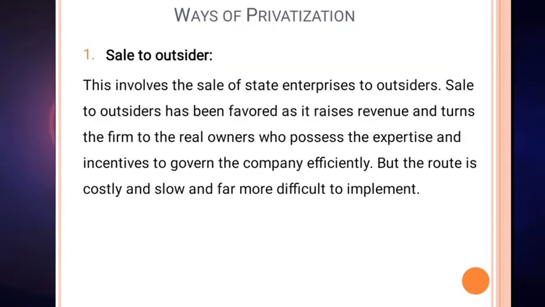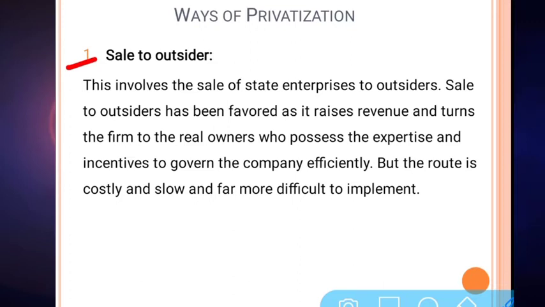Now today we will learn about the ways of privatization, how government companies can be converted into a private company. The first way is sell to outsider. In this process, the government company sells the shares of a state enterprise. State enterprise means a government owned company. It can be a central government owned company or a state government owned company.